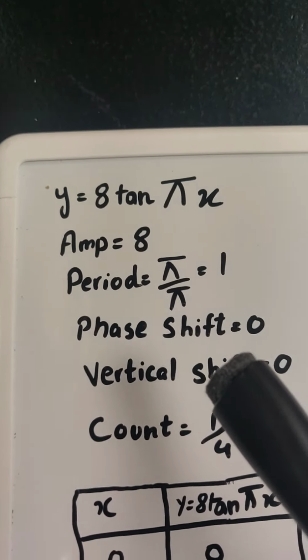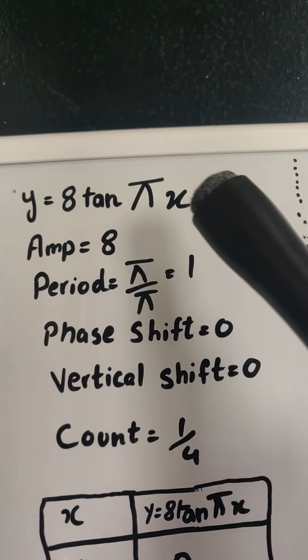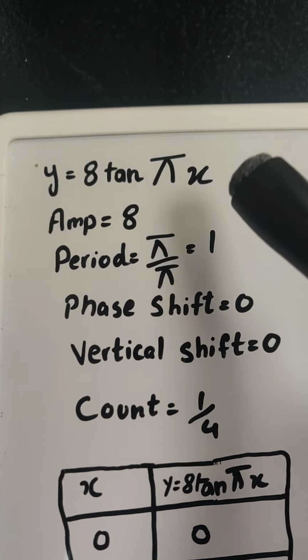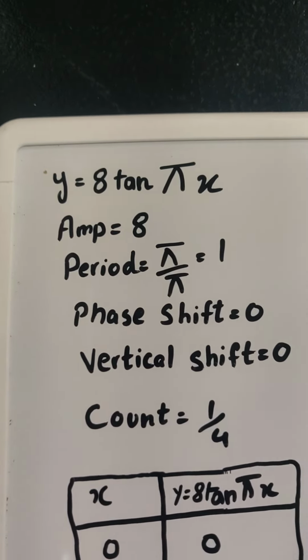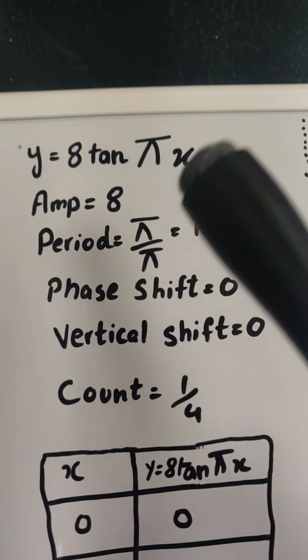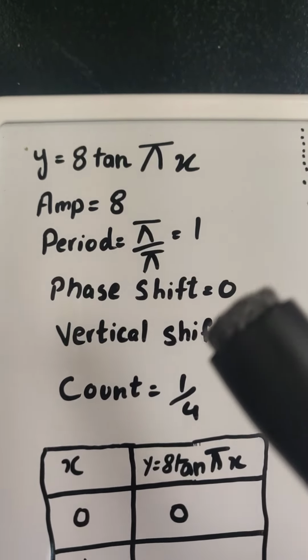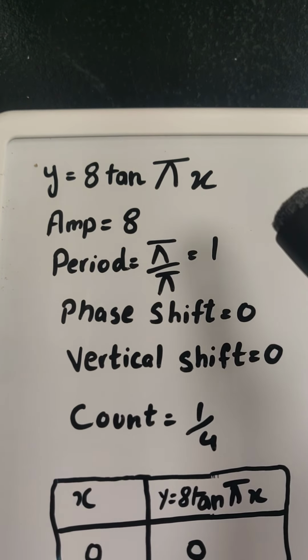Now we have to find the phase shift. In this case there is no phase shift, so it is 0. The vertical shift, which comes after x, is plus c or negative c. It is not there, so it is 0 again. We found the count. We divide the period by 4. The period here is 1, so we divide 1 by 4.